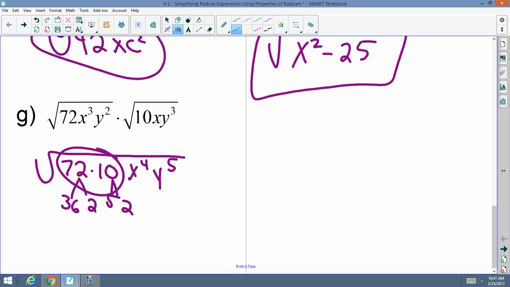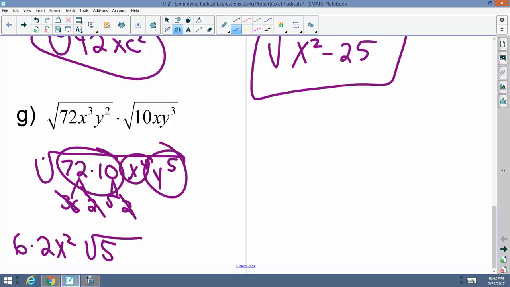What's the square root of 36, guys? So pull out a 6. A 2 and a 2 comes out as a 2. And what do I have left over? A 5. What's the square root of x to the 4th? And the square root of x to the 5th? Y squared, and I have a y left over. So at the end of the day, my answer is 12 x squared, y squared, square root of 5y.